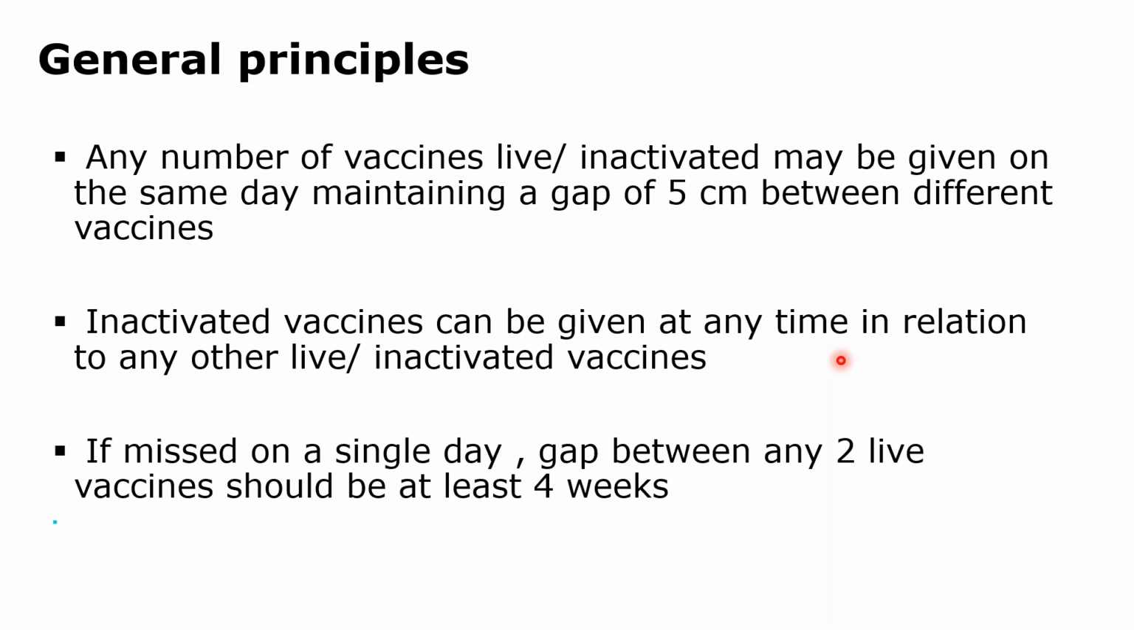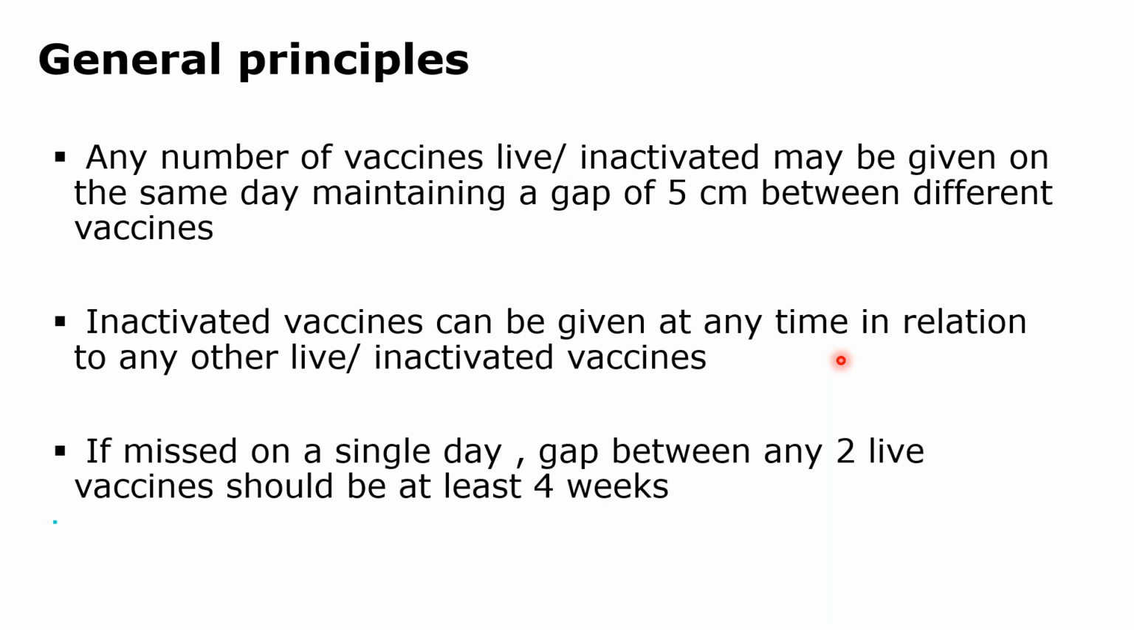Now, what are the general principles that we follow during immunization? So any number of vaccines, live or inactivated, may be given on the same day, maintaining a gap of 5 centimeters between different vaccines. And inactivated vaccines can be given at any time in relation to any other live or inactivated vaccines. But two or more live vaccines, either they should be given on the same day or there should be a gap of at least 4 weeks between them.